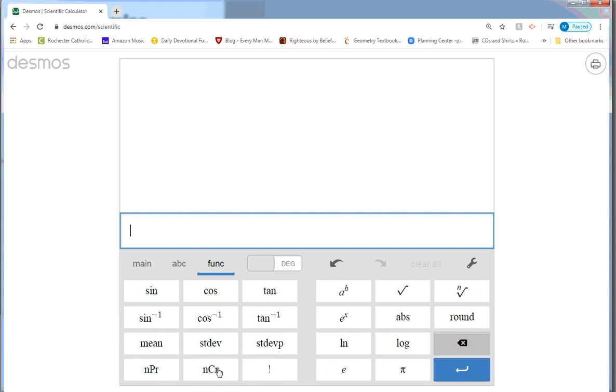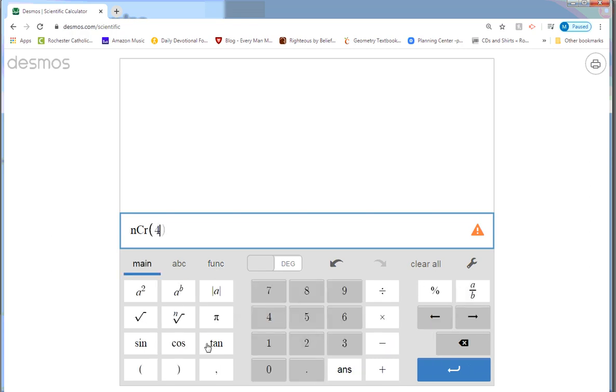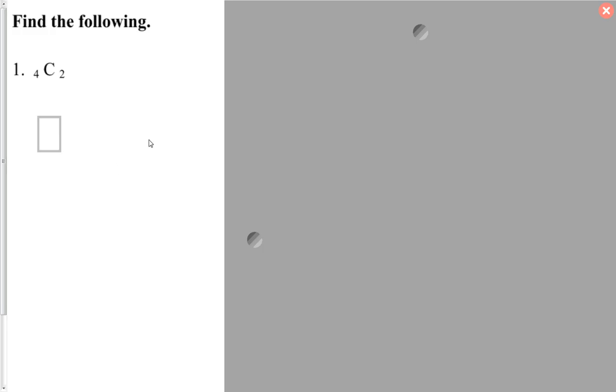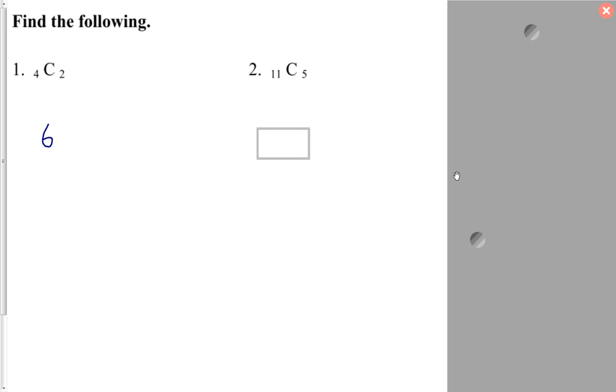Now, just a note for those who have been using these: you use nCr(4,2), closing the parentheses, and it calculates for you. Moving on. So 4 choose 2 is 6 if you didn't have a TI. Next, 11 choose 5 is 462.